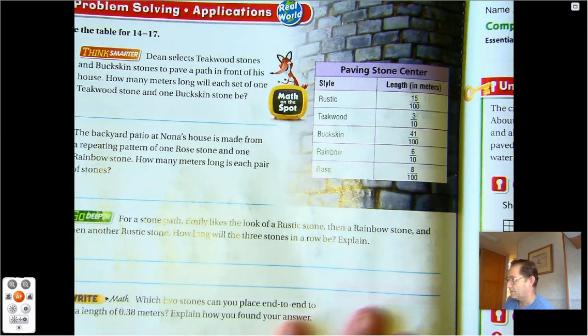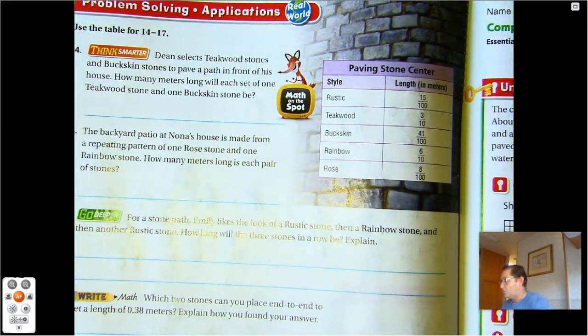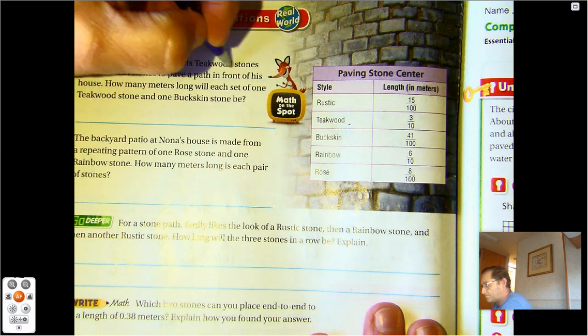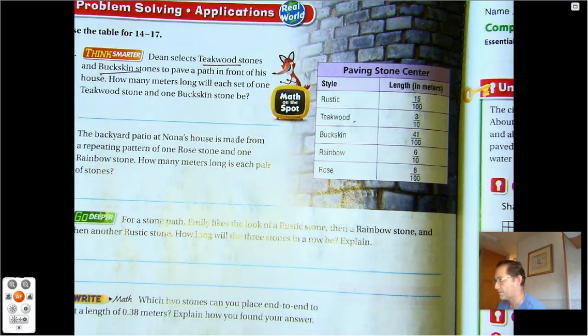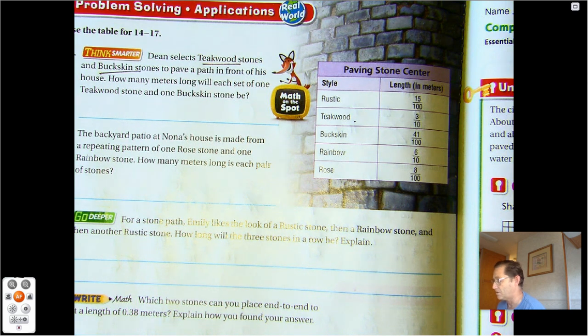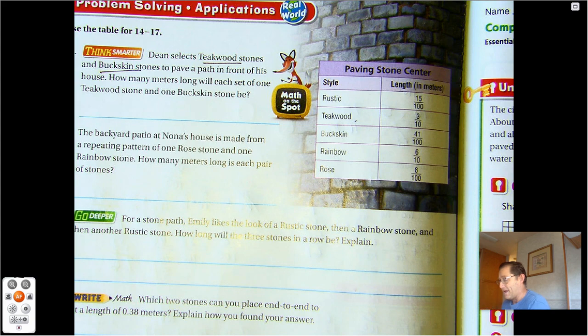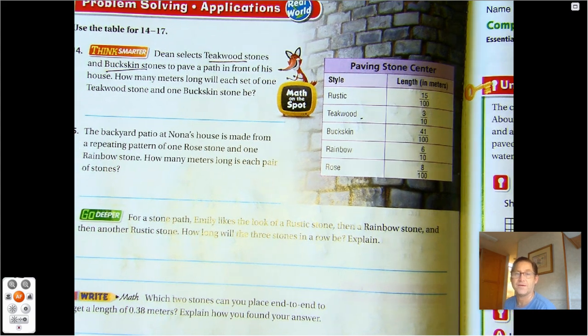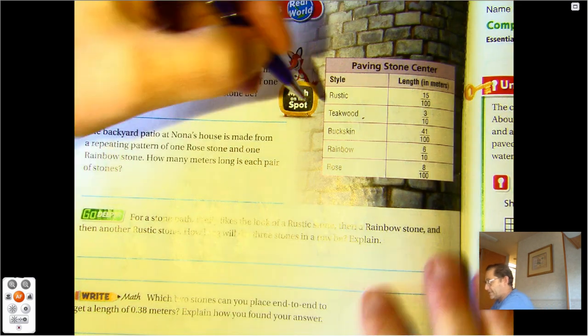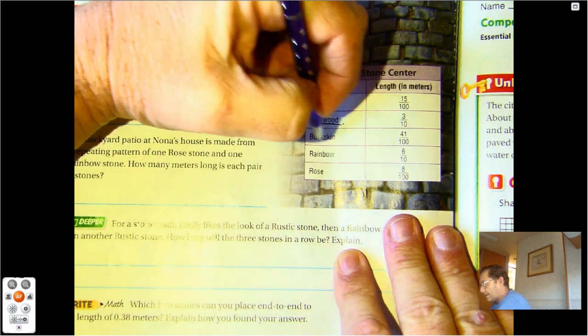Okay. So Dean selects teakwood stones and buckskin stones to pave a path in front of his house. How many meters long will each set of one teakwood stone and one buckskin stone be? All right, so the teakwood and the buckskin.